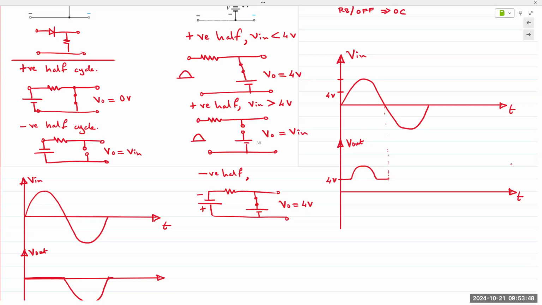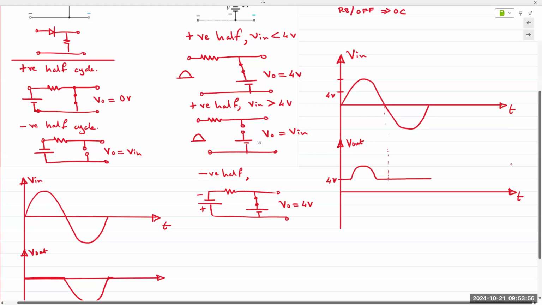And then when it goes below 4 volts, again, the same thing happens. In the negative half cycle, diode is always on. So you'd have a completely flat line for the negative half cycle. And this, of course, is 4 volts.